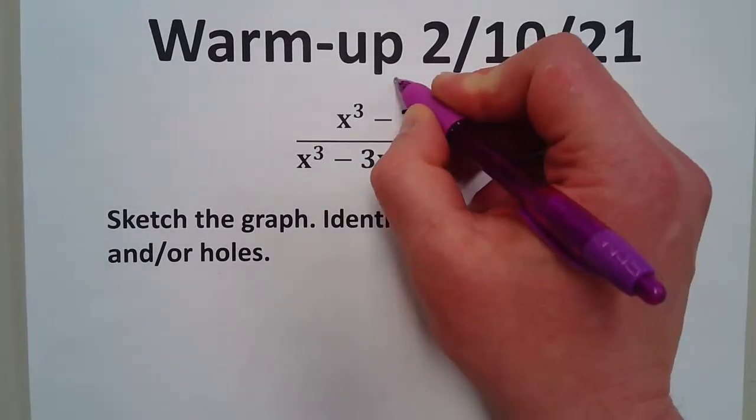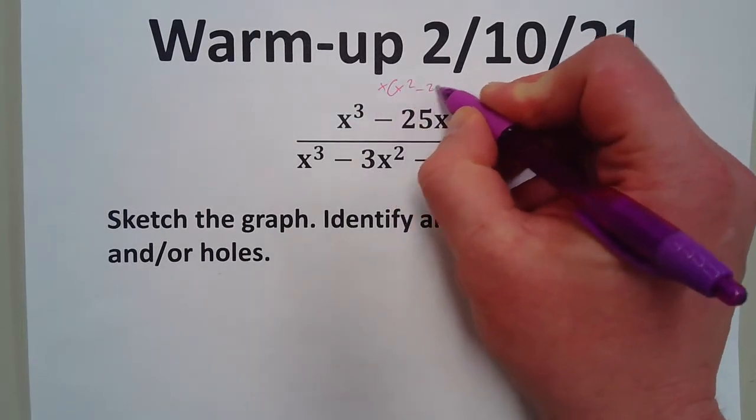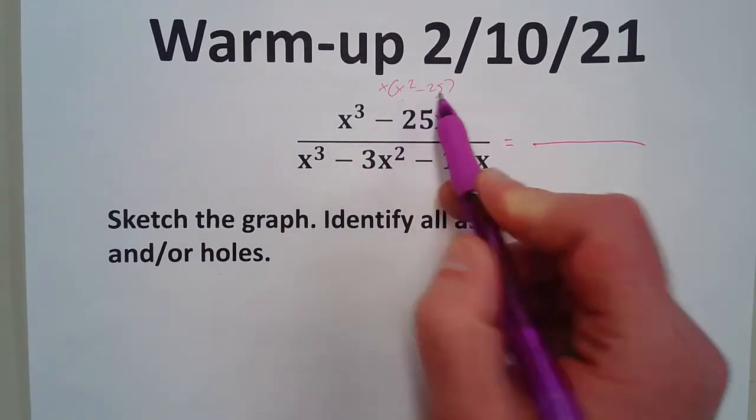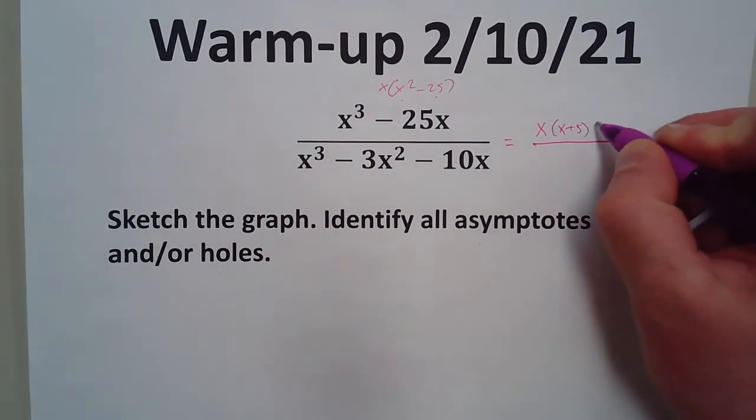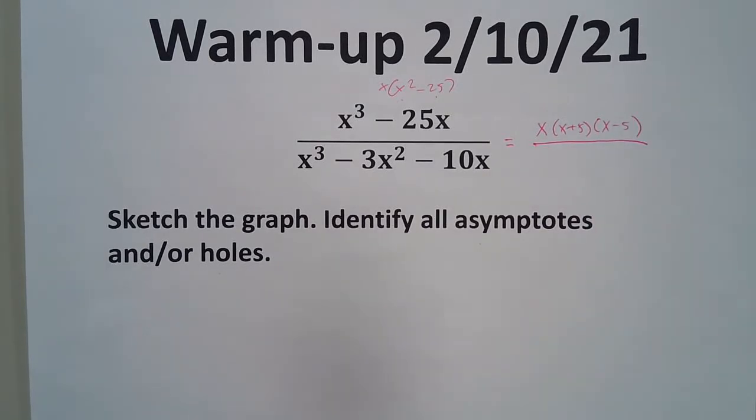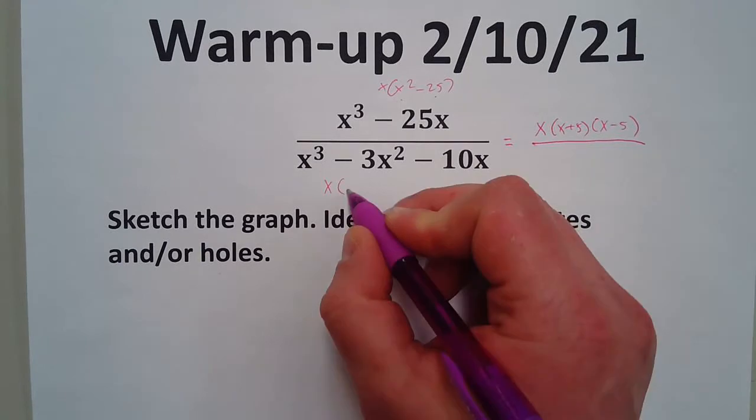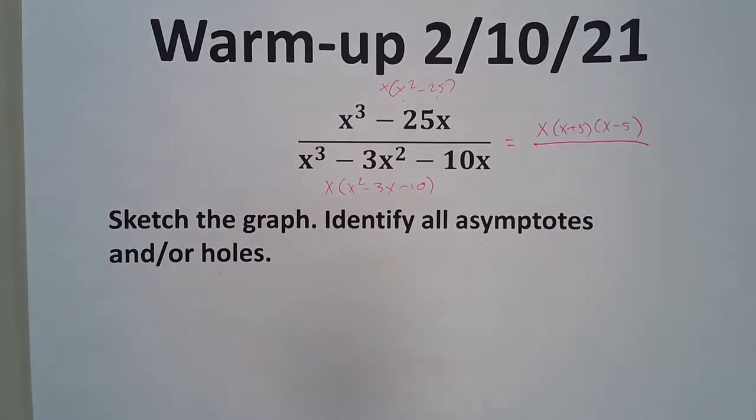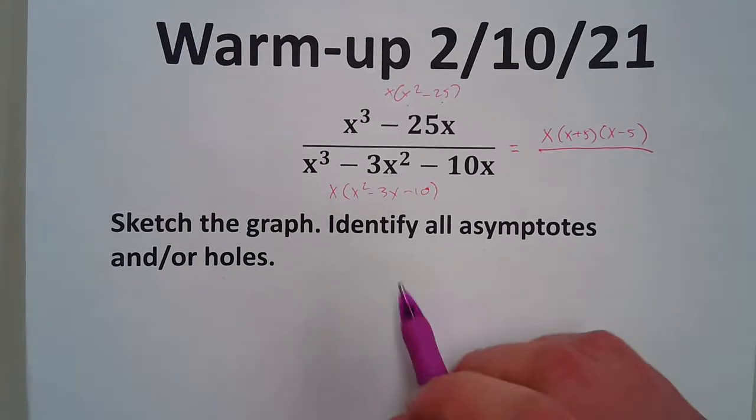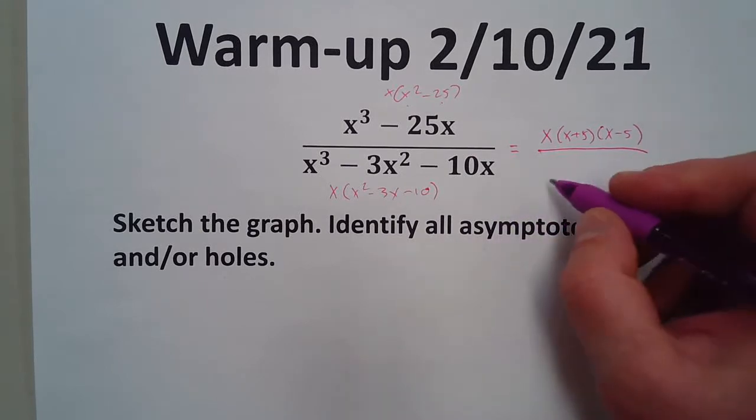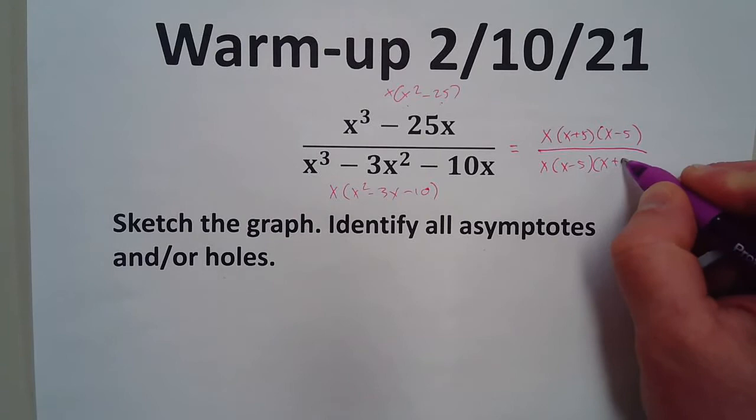So here, it looks like we can take an x out of this. If we take the x out, we're left with a nice difference of squares, the x squared minus 25. So this is going to be x plus 5, x minus 5. Cool. Down here, again, we can pull an x out. Leaves us with x squared minus 3x minus 10. And that's going to have factors of negative 10 that add to negative 3, which would have to be negative 5 and 2. So this will be x minus 5, x plus 2.